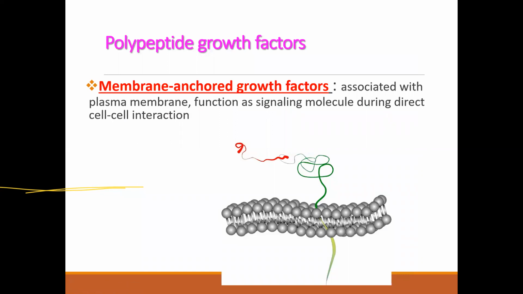Another type of growth factor is called membrane-anchored growth factor. This growth factor is quite different from the growth factors I mentioned before, because it is not soluble. This growth factor is located on the cell membrane, which is why we call it membrane-anchored growth factor. They are associated with the plasma membrane and function as signaling molecules during direct cell-cell interaction, so they communicate with the nearby target cell.